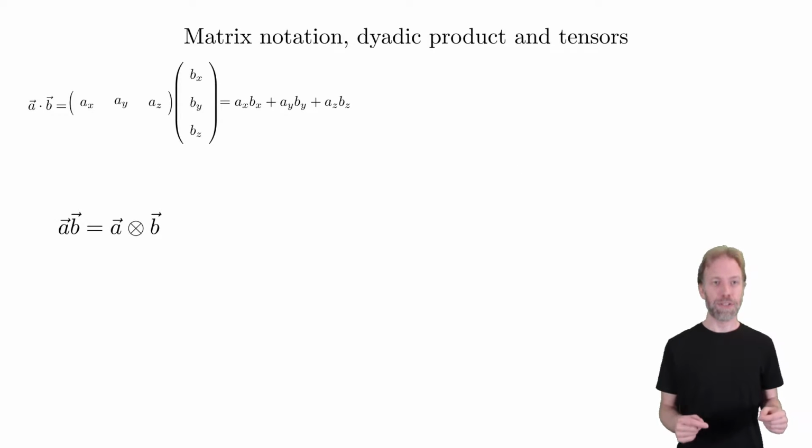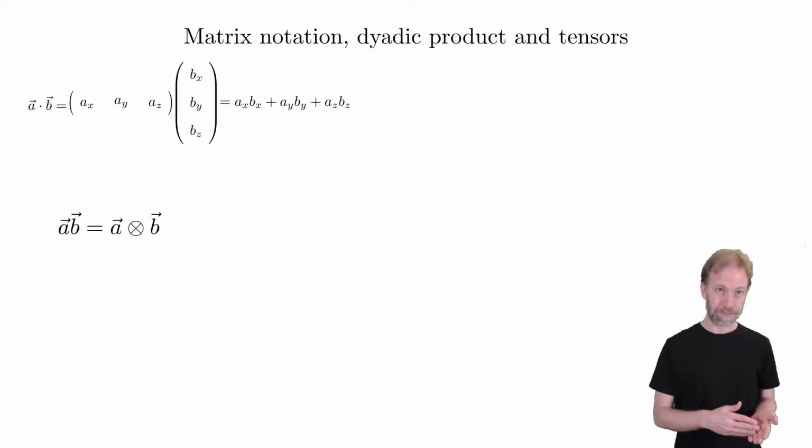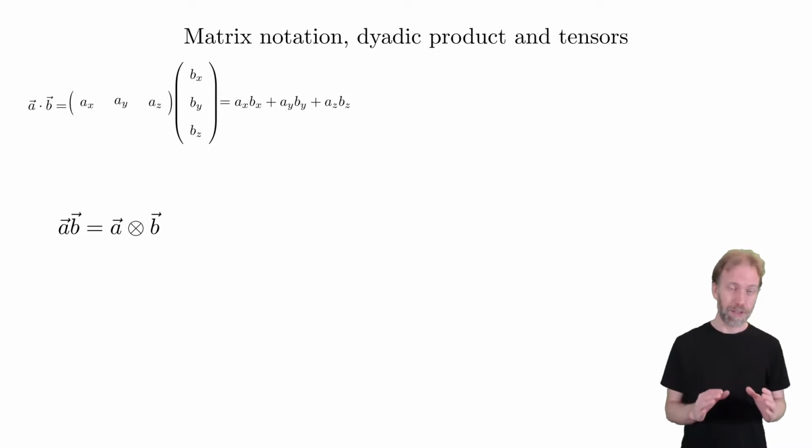Now it's time to introduce the dyadic product. This is the default operation if you write AB without any operator between them. But if you want to clarify that we're actually working with the dyadic product, we can use the symbol for it, which is a cross with a ring around it. In this course, I will always use this symbol to avoid confusion.